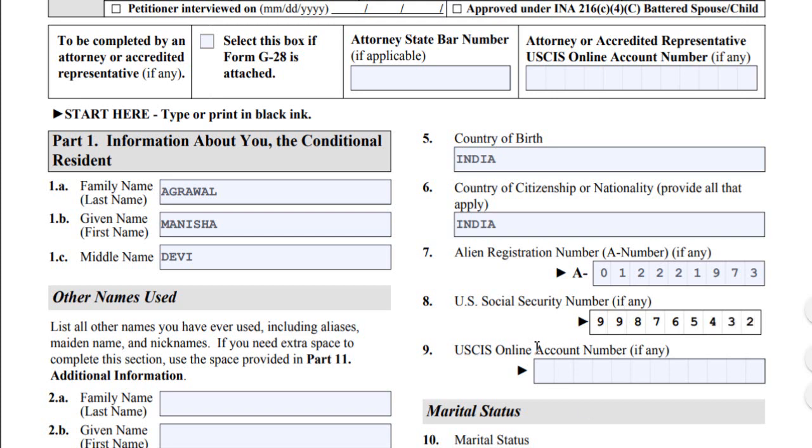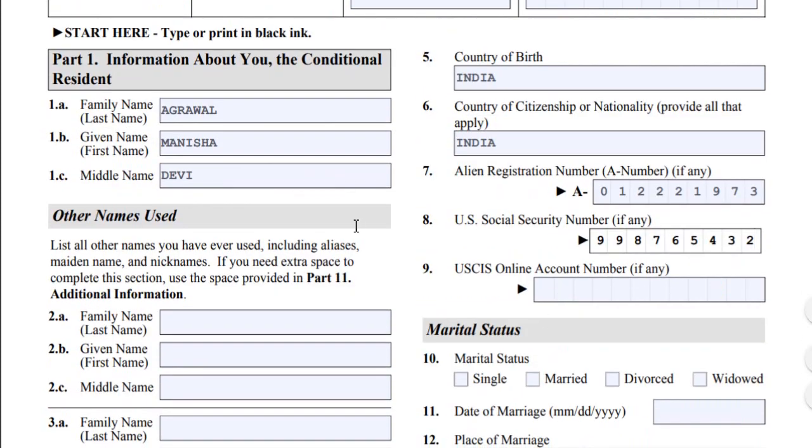If you have a USCIS online account number, provide it here, if it's applicable to you. Be aware the USCIS online account number is not an alien number. It's a number you were given if you filed an application on the website of USCIS electronically, called USCIS ELIS. If you don't have one, it's okay. Leave it blank.